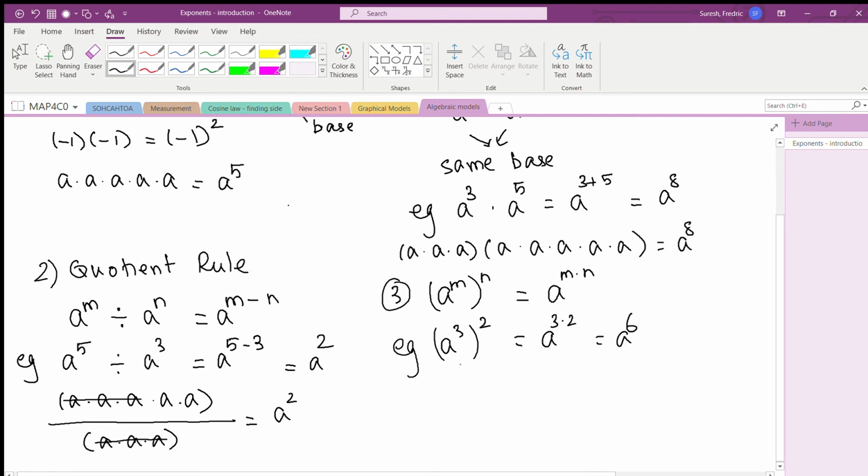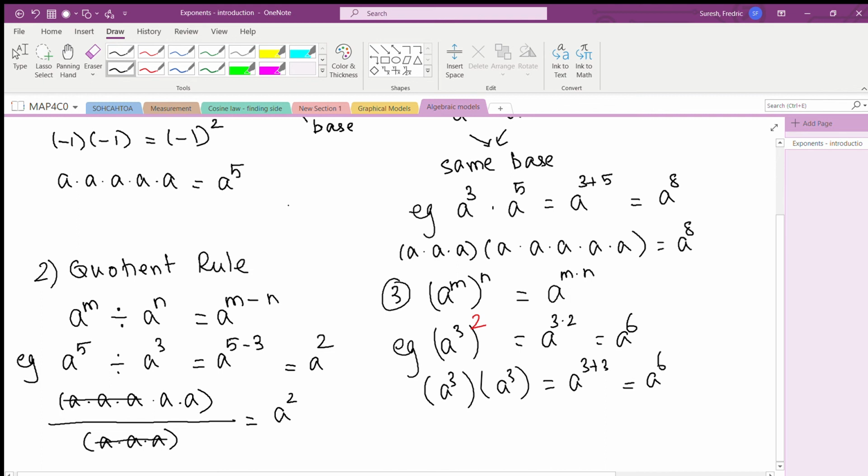Now, why is this true? Because we have this power, I'm going to erase that and use the red to indicate that. So what we have now is a cube and a cube. Why did we do that? Because this power is 2. That means a to the power of 3 must be happening twice, multiplying itself. So this is the same thing as a to the power of 3 plus 3, which is a to the power of 6. And that's the reason why this works.